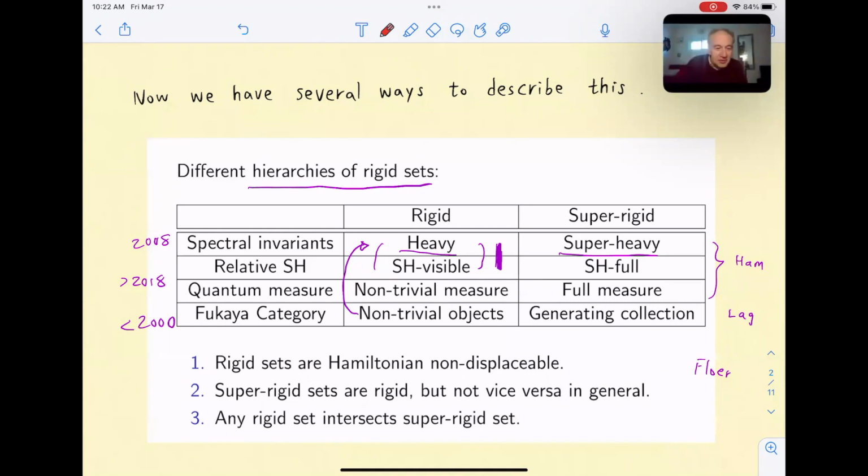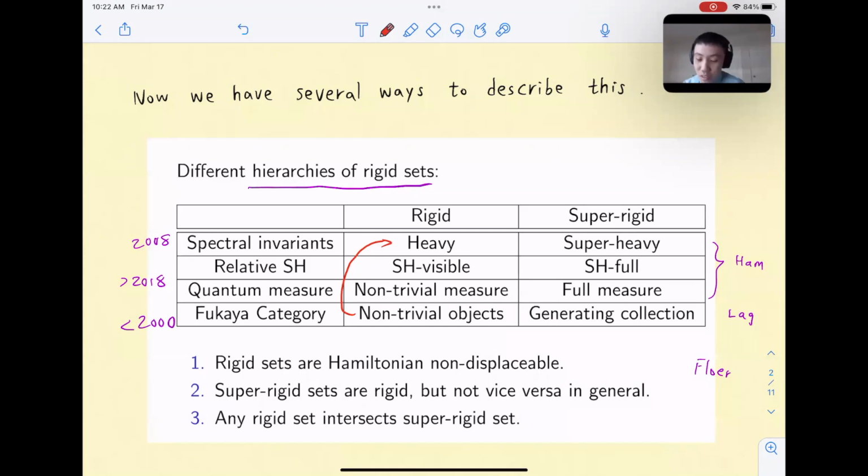So now we have this arrow, the open-closed map, by many people. We know that non-trivial Lagrangian Floer cohomology implies heavy, and it's also natural to ask what the analog is in the superheavy setting.